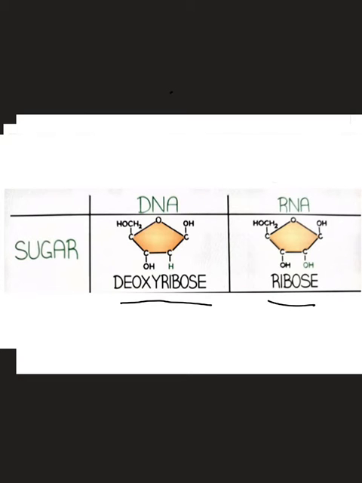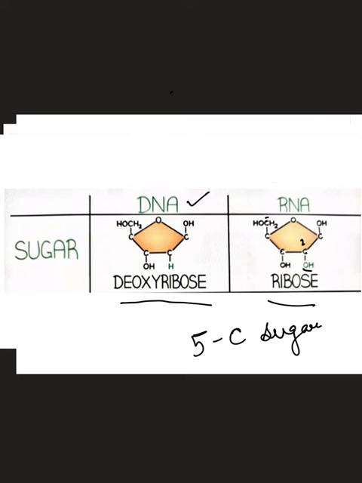We can see that in deoxyribose sugar, which is present in DNA, there is only hydrogen, whereas in ribose sugar there is a hydroxyl group present on the second carbon. Both of them have a 5 carbon sugar, as you can see: 1, 2, 3, 4 and 5. So this was the difference based upon the kind of sugar.